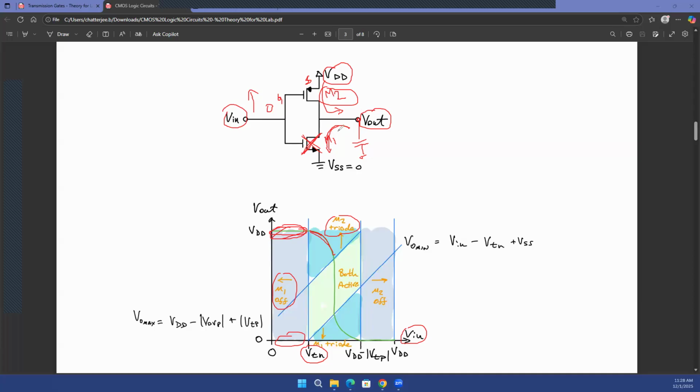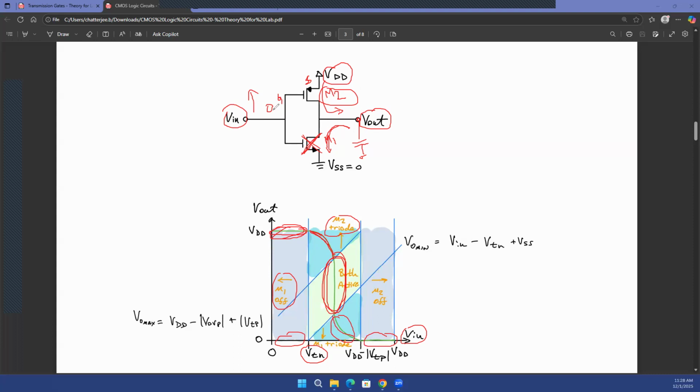And the M1 transistor was already in saturation because it turned on in saturation. So after some time, both of them will be in saturation. This is the region where both of them are in saturation. And then you'll see a point when you're increasing Vin so much that your M1 transistor will gradually start going into triode. So this is the region where your M1 transistor goes into triode. And this is the region when your M2 goes off.